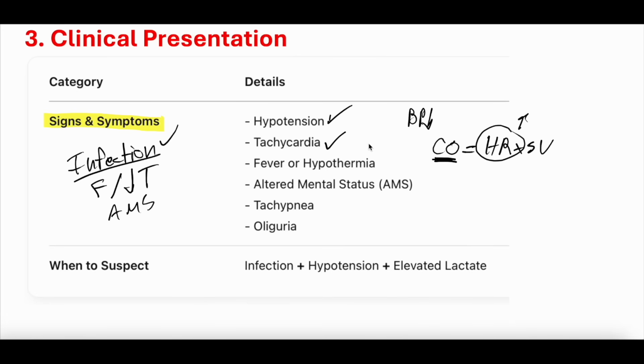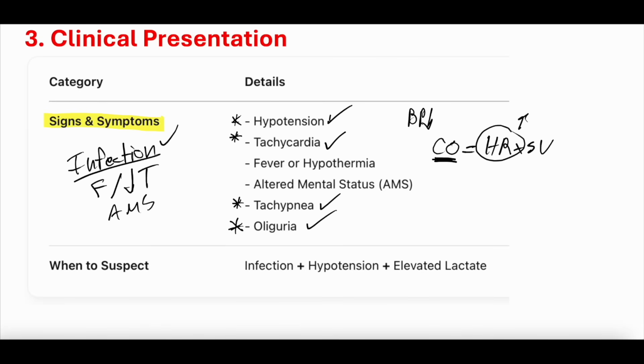Someone's on a beta blocker, or calcium channel blocker, some other AV nodal blocking agent, or they have other comorbidities that prevent them from mounting tachycardia. And then tachypnea. I always say that when someone is tachypneic without lung pathology, it's a really ominous sign, because it could be suggestive of just overall metabolic demand. Oliguria, or decreased urine output, all these kind of go hand in hand. These are all signs of either compensated or decompensating shock. So signs of infection, as well as signs of blossoming hypotension, blossoming compensated, decompensated shock, all that good stuff.